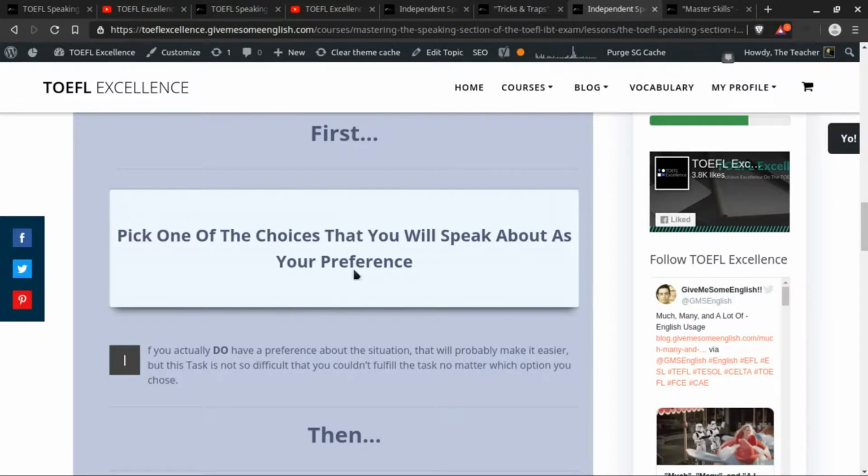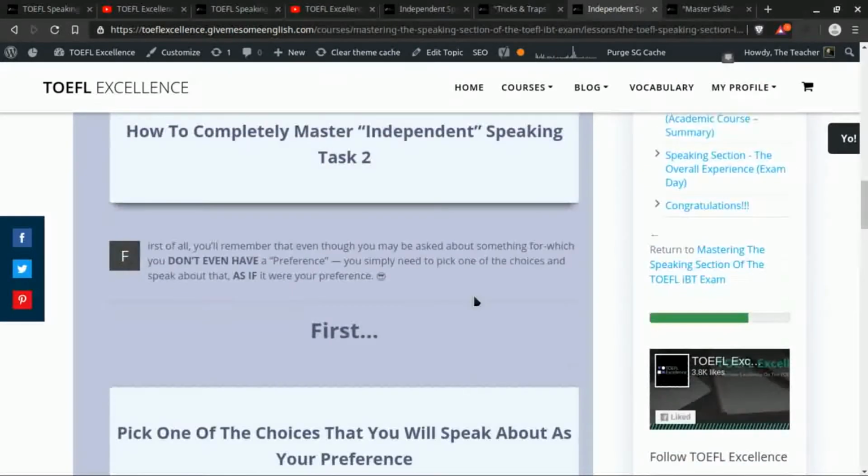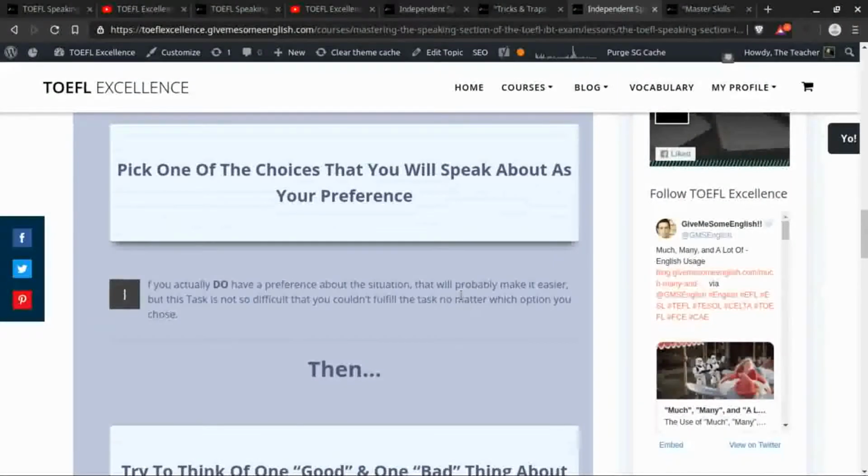You simply need to pick one of the choices that you'll speak about as your preference, because there's a good chance that they might ask you something where you don't even have a preference about that situation. So don't spend any time thinking about it. That's the most important thing about the TOEFL Excellence Training System, is to put you into a position where when you go into the exam, you don't have to think about any of your responses or answers. You simply just do it because you've already practiced it and you know exactly how to do it.